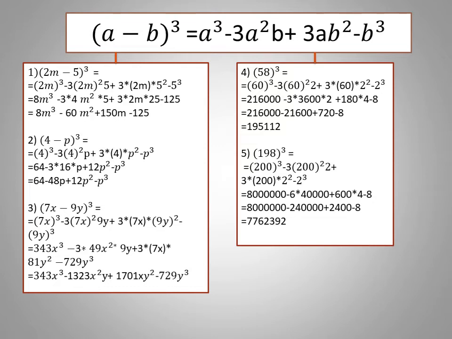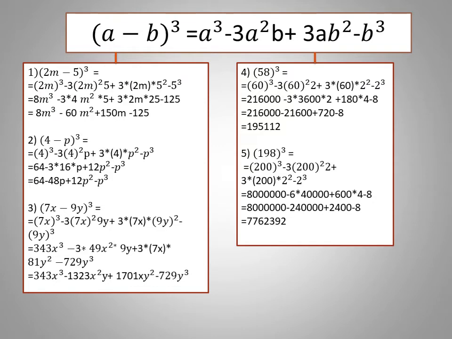343x cube as it is. Minus 3 into 49 into 9, you will get 1323x square y, plus here 3 into 7 into 81, you get 1701xy square, minus 729y raised to 3.